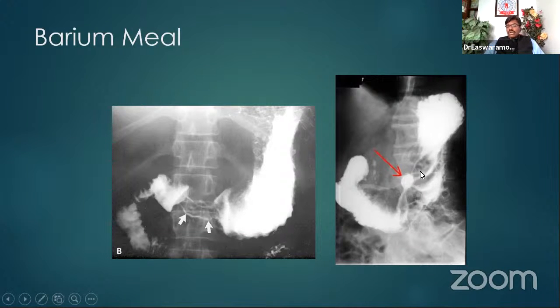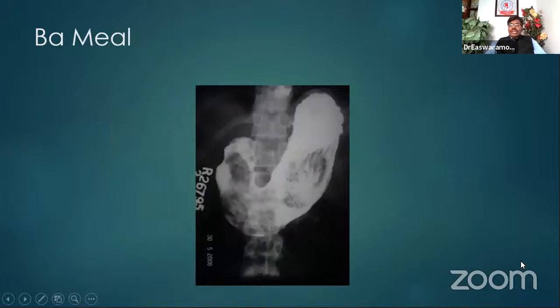Whereas all the rugal folds are converging mucosal folds, niche of barium, and some hyperperistalsis as a notch in the opposite area. So there is a niche in the lesser curve and a notch in the greater curve. Spokes of the wheel of the rugal folds, classical sign of a volcano-like lesion. But these are all seldom done and seldom shown for undergraduates.